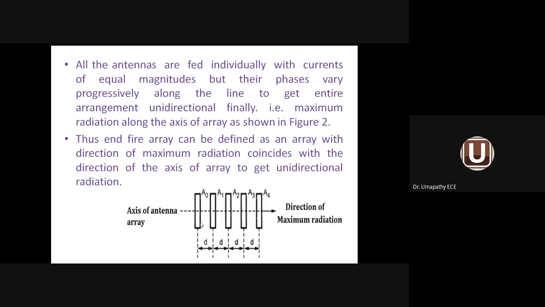N-fire array: the same arrangement is available. The antenna elements are uniformly spaced with a distance d. The dotted line indicates the axis of the antenna array. But see the direction of maximum radiation. It is not perpendicular. It is along the axis of the antenna. The second difference between broadside and n-fire array is that all the antenna elements have equal amplitude and opposite phase. It means the alpha value will not be equal to 0. Some value will be available. The third difference I will also tell you.